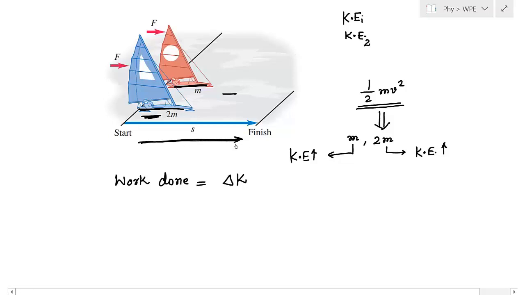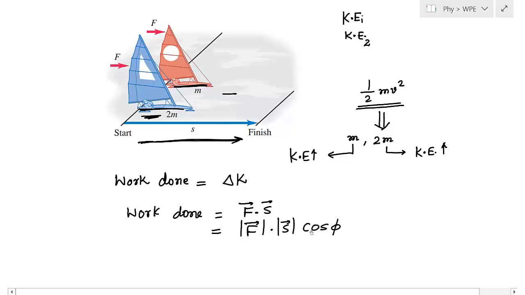So in this direction the displacement is S and the force is F. Either you consider ice boat 1 or ice boat 2, in both cases the magnitude of force is F and the displacement is S. So how much is the work done? You can write work done is nothing but F dot S, and you can simply write magnitude of F, magnitude of S, that is displacement, and then cos phi.